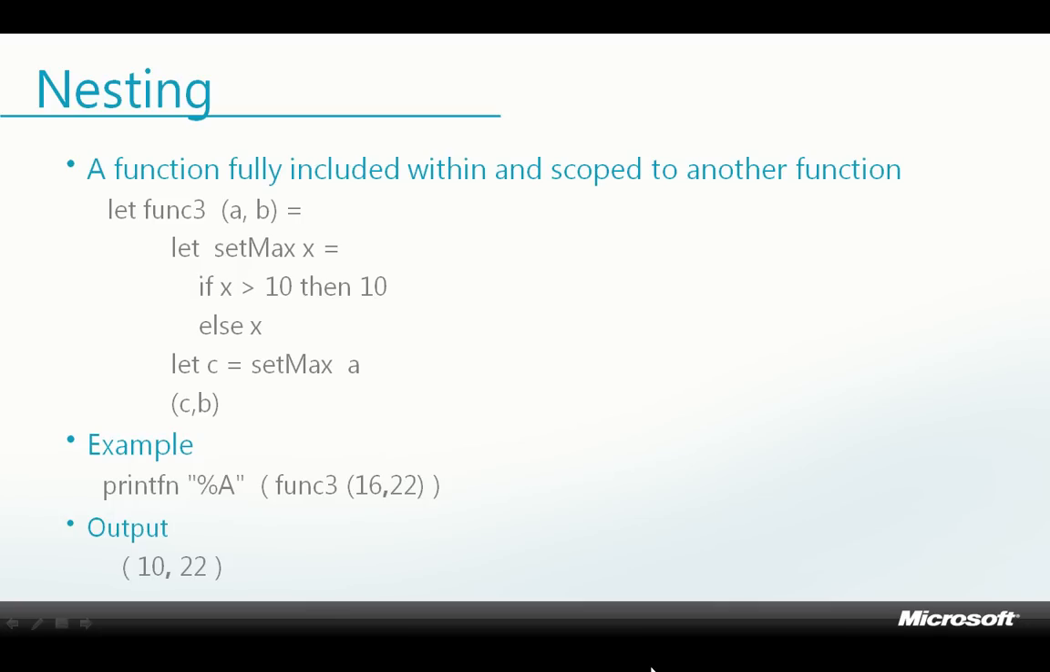Now, the nested function, the setMax, the one that's inside, is scoped to the outer function. So outside the contents of the func3 function, the setMax function doesn't exist. So it's a little like a lambda function, but it's named. And one reason for naming it is if it needs to be used multiple times within that outer function, if that outer function is large, which we'll see an example of in just a minute, then it makes sense to name it and just call the name each time you need it.